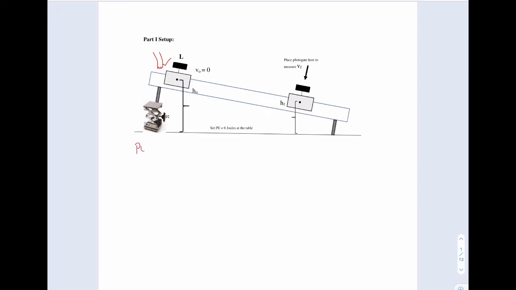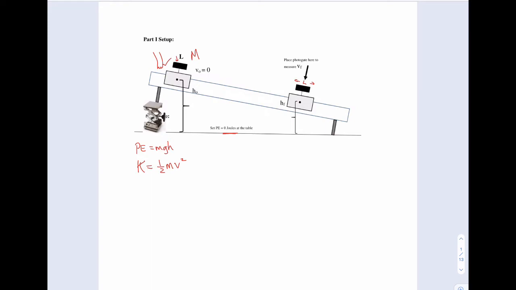Remember, potential energy is always mg times some height above a reference point. So the table is our reference point. Kinetic energy is 1/2 mv squared. In this portion of the lab I called the mass of the glider capital M. You have the glider, you have this flag on top of it, and you measure the length of the flag. Length is L, and I have that in the data.